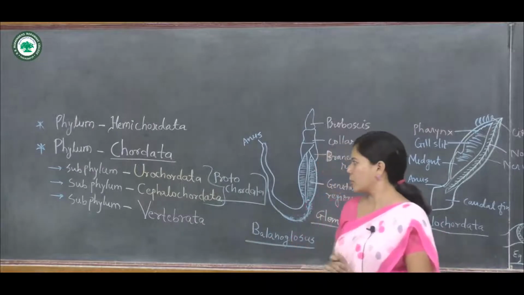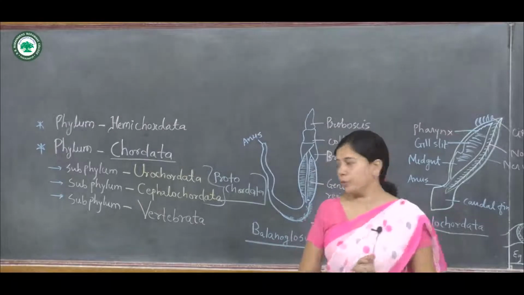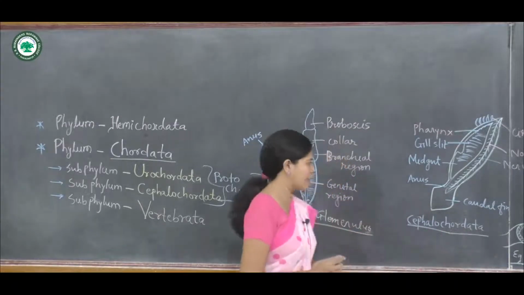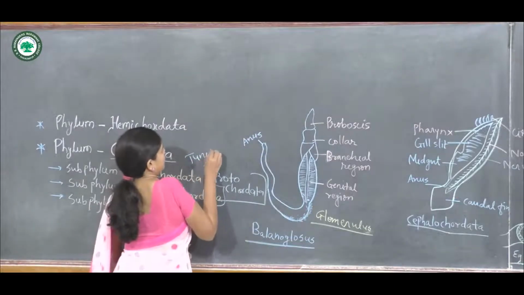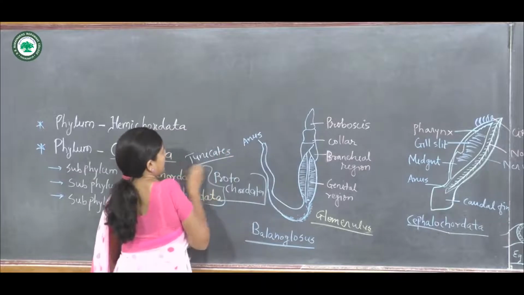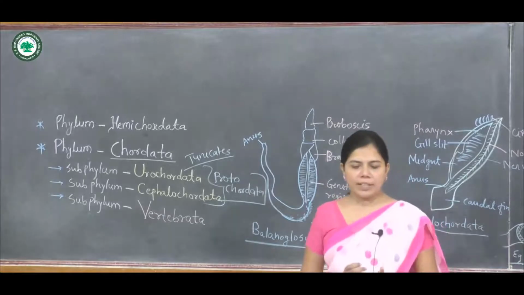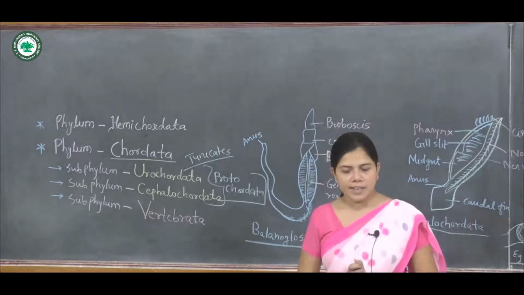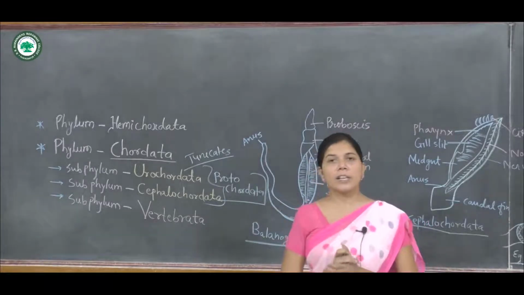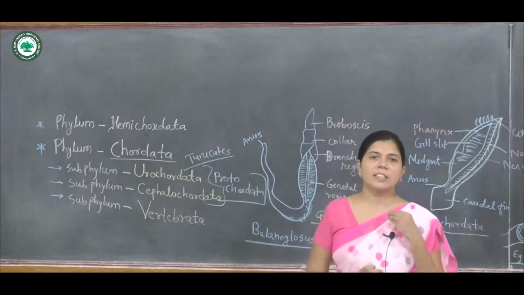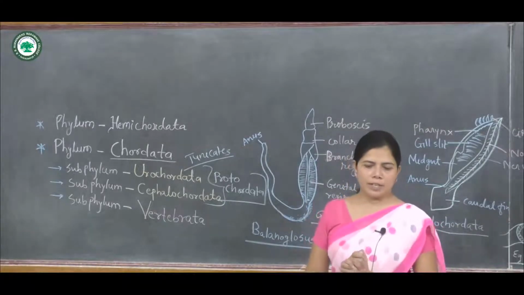We discuss first the subphylum Urochordata. Urochordata is also known as tunicates, because the animal consists of a tunic. It is also known as tunicates and ascidians because they are exclusively marine, and the body is soft, but the body is covered by the test or tunic. That's why it gives the name tunicates.